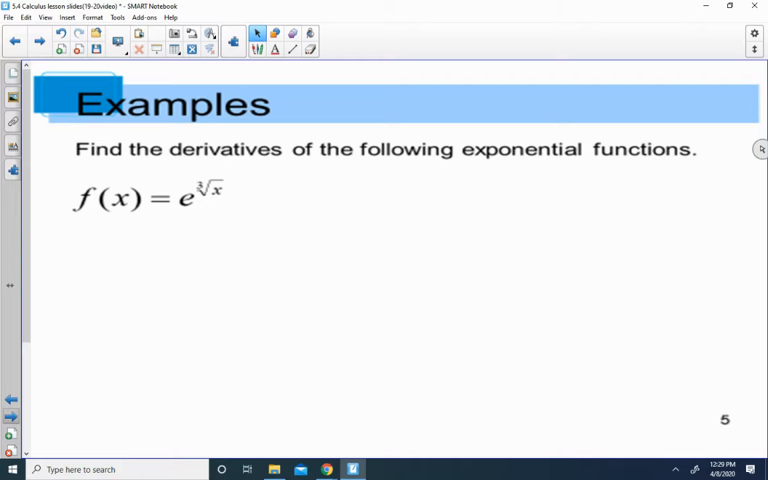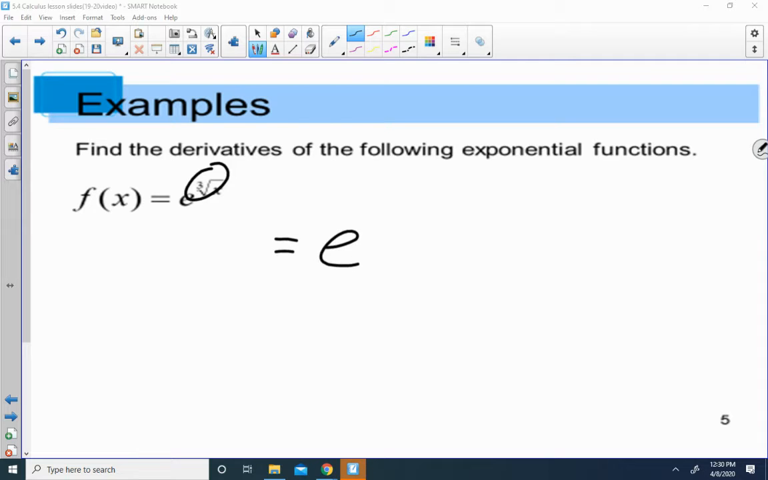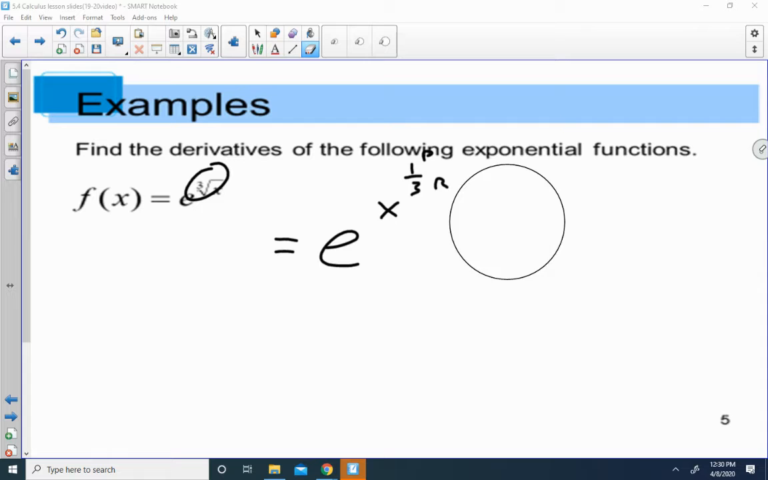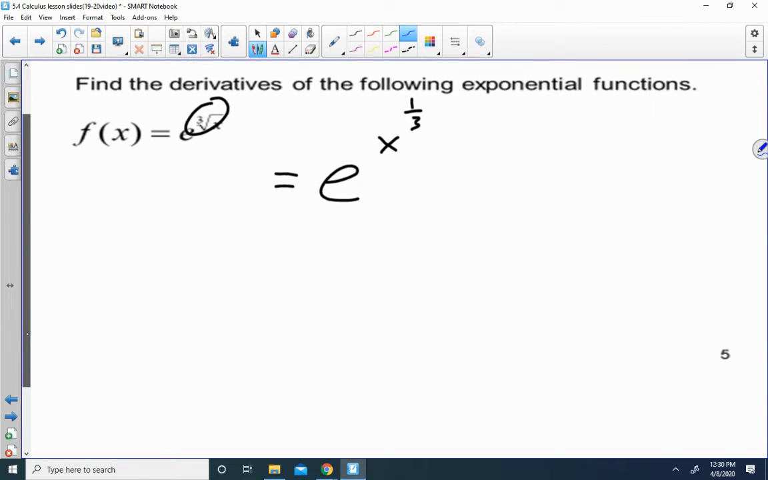So the next example we have e that has a power of the cube root of x. But as you guys know, if you need to, you can rewrite the cube root as a power. So in other words, you can rewrite this as e to the power of x, where x has a power of 1/3, where 1 is the power, 3 is the root. You guys got plenty of experience with that stuff. So now that we have it rewritten like this, it'll be easier to find our derivative.